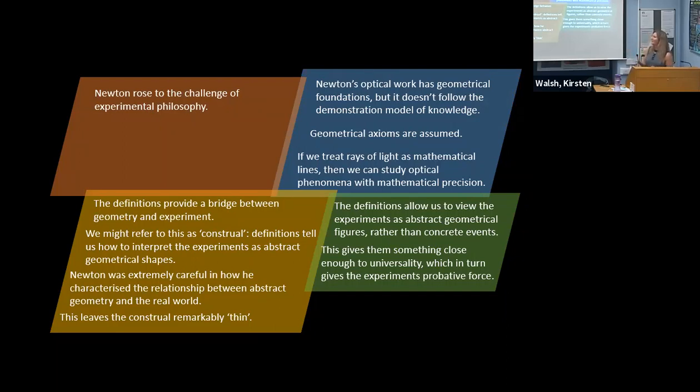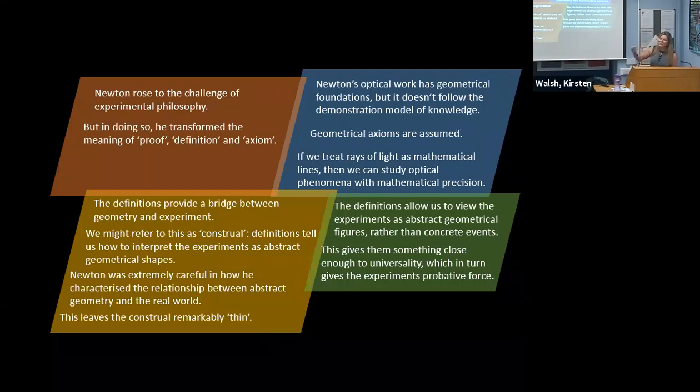One of the things that muddies the water here is that he uses the language of definitions and axioms and yet doesn't provide us with demonstrative proof. And I think in doing so, he has transformed the meaning of proof, definition, and axiom. I can tell you more about what an Aristotelian definition is supposed to look like, and I can assure you that Newton's definitions are not Aristotelian definitions. They're doing some other kind of work for him.